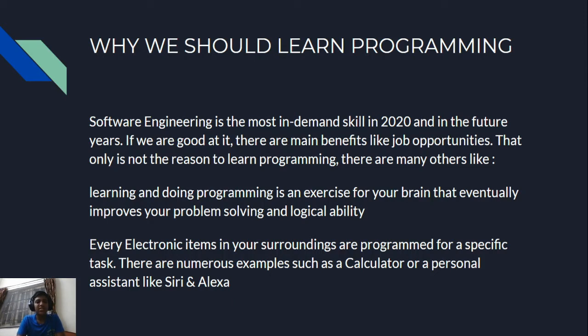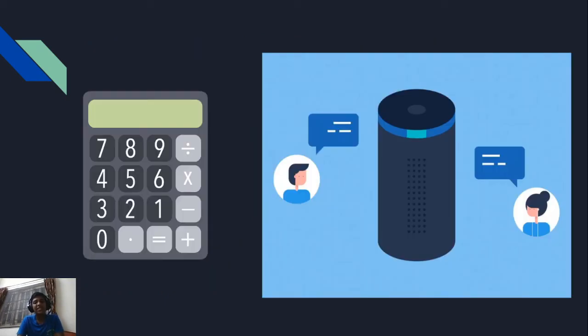That alone is not the reason to learn programming. There are many others. Learning and doing programming is an exercise for your brain that eventually improves your problem solving and logical ability. Even electronic items in your surroundings are programmed for a specific task. There are numerous examples such as a calculator, and a personal assistant like Siri and Alexa. Alexa is built upon programming, and a calculator, a simple application, is also built upon programming. And Google Assistant, one of the famous voice assistants, is also built upon programming.